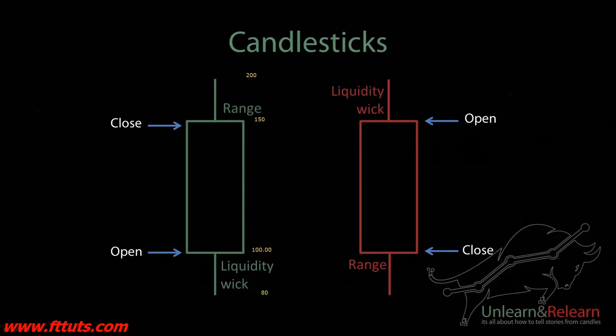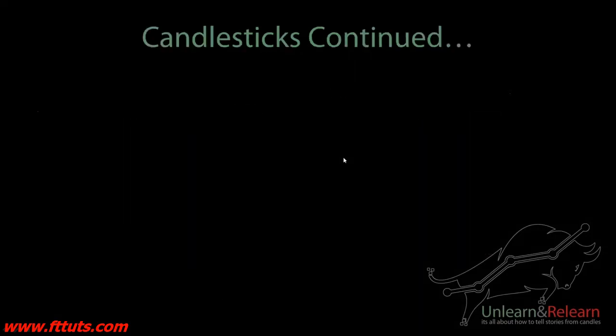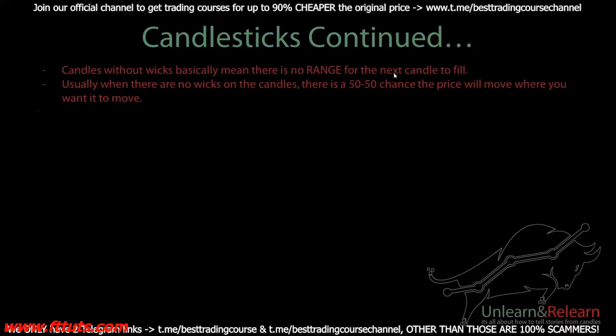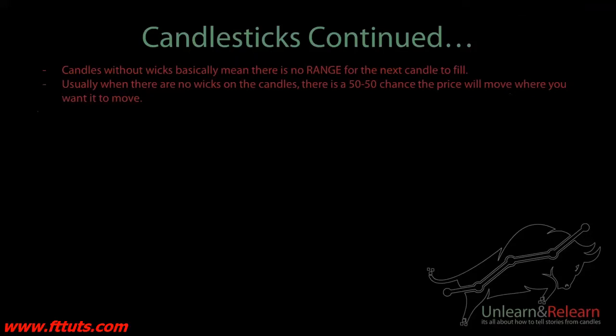Okay, perfect. So let me just remove this from here and let's continue on to candlesticks continued. Basically, what we talked about were basic candles. Now what we're going to talk about is candles without wicks and candles with wicks. Candles without wicks basically means that there's no range for the next candle to fill. When you have candles that have wicks, that means the next candle can potentially go in that same direction. But when you have a candle with no wicks, then there's no range.